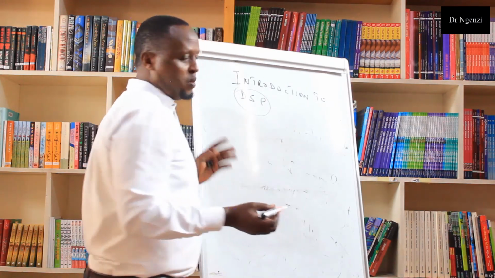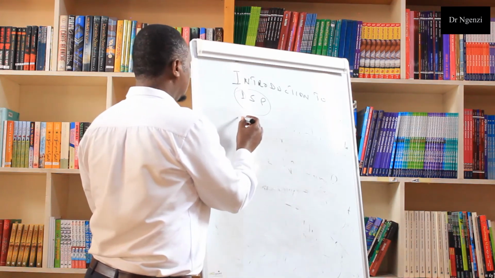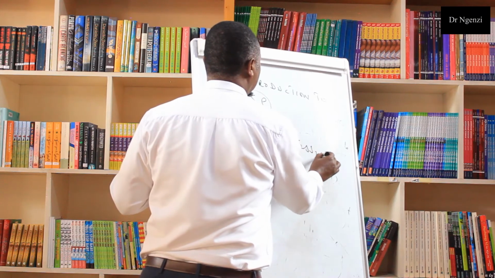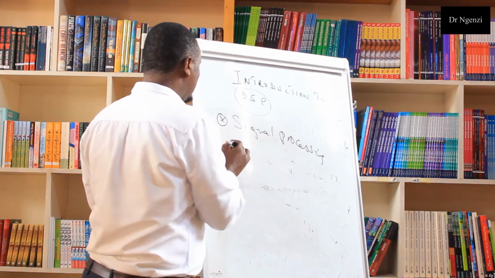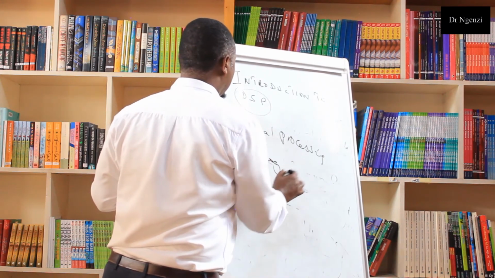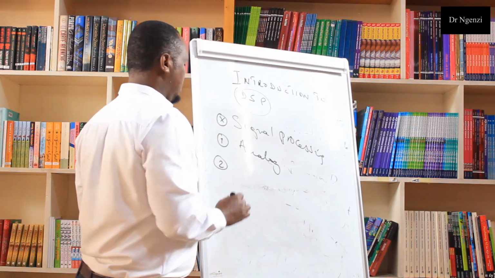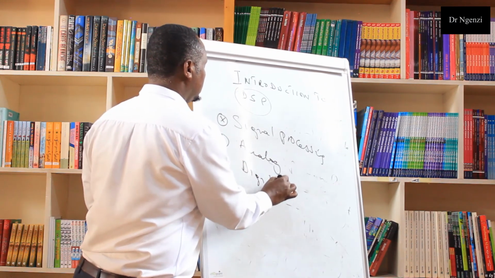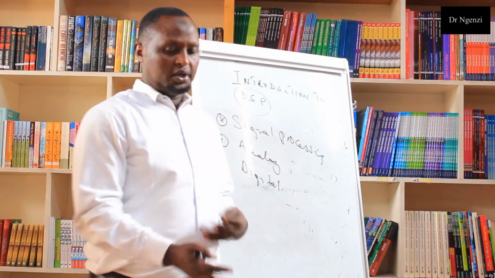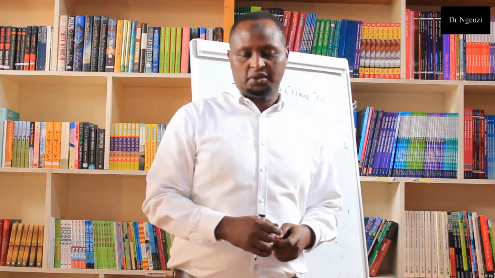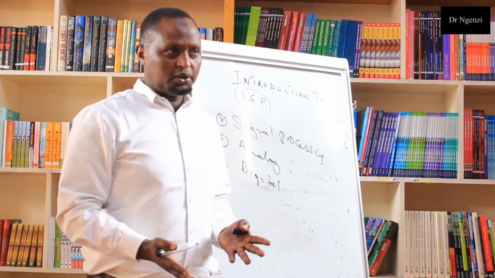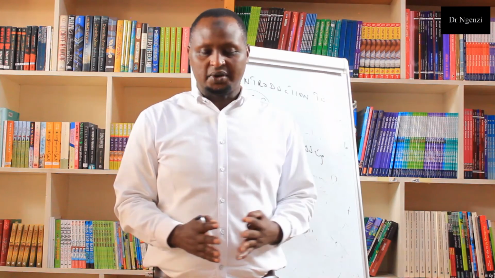So here we have what we call signal processing itself, which is of two types. Number one is analog signals, and also digital signals. And here we are going to define them a little bit, just being quick, because we have already explained them. So here we are going to talk about what an analog signal is.